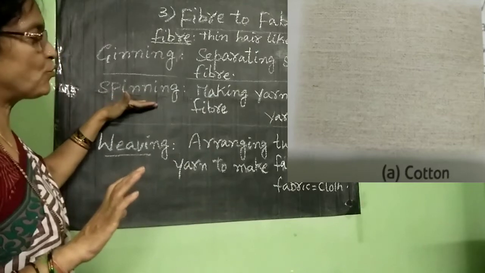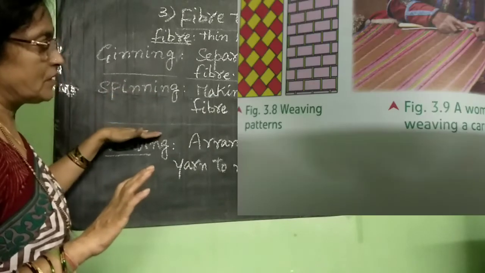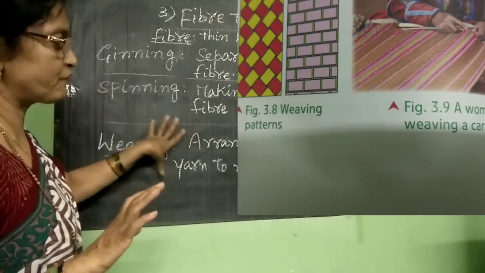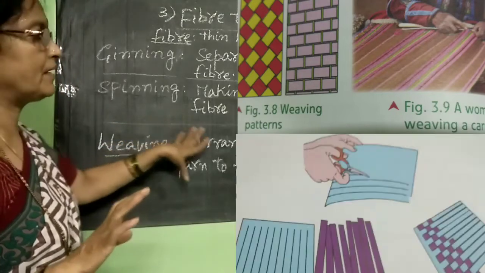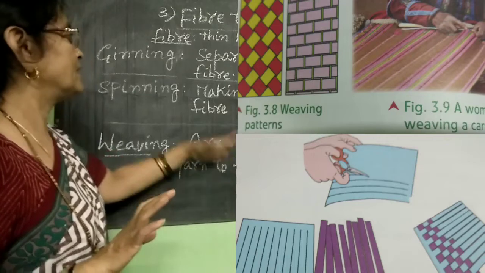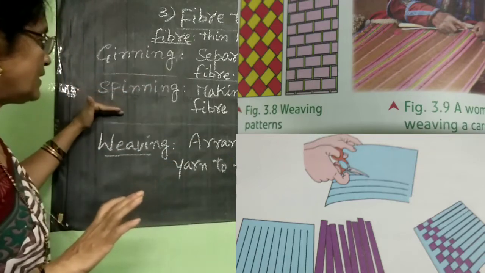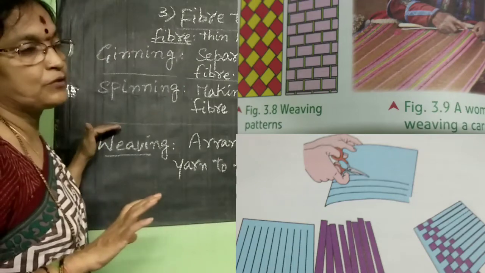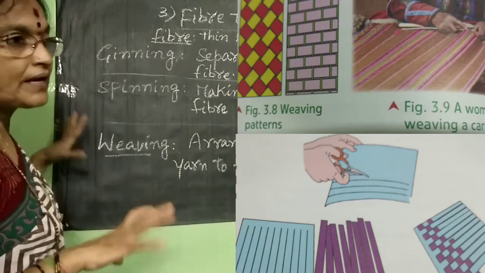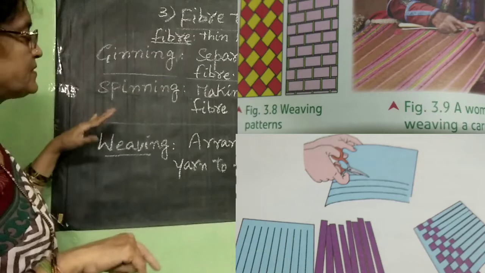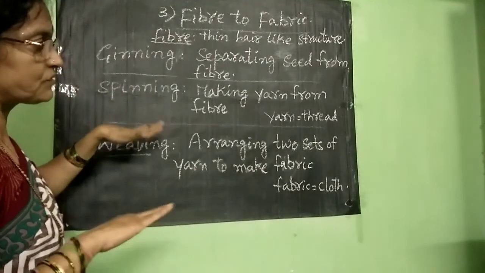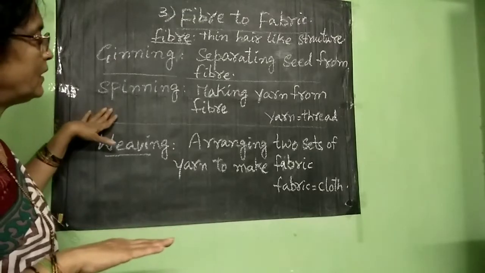Then you have to go for the looms. In the looms, the weaving process, that is arranging two sets of yarn together, makes a cloth, that is fabric. In between spinning and weaving, sometimes dyeing of the thread will also be there, that is coloring. Dyeing means coloring the threads and making different colored sets, and they will make the cloth.